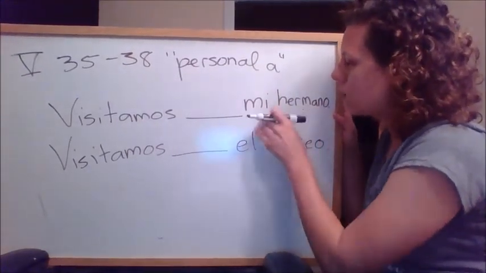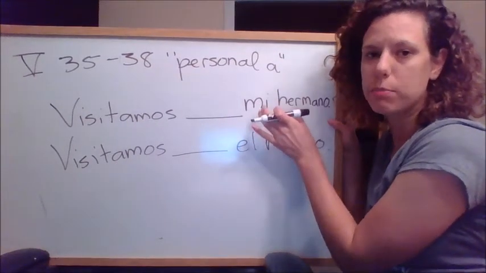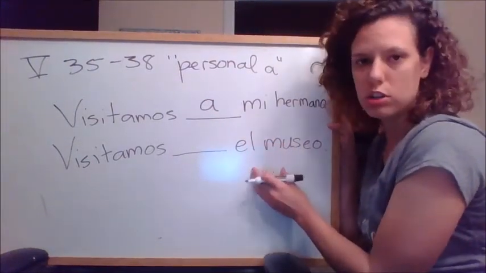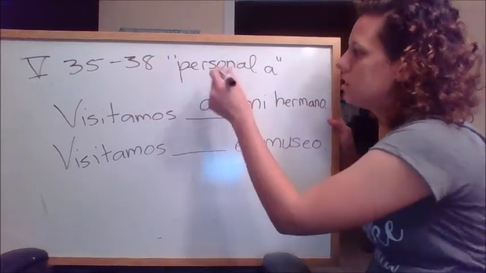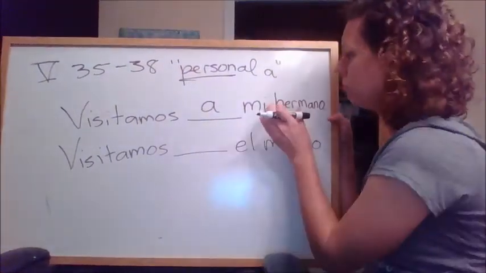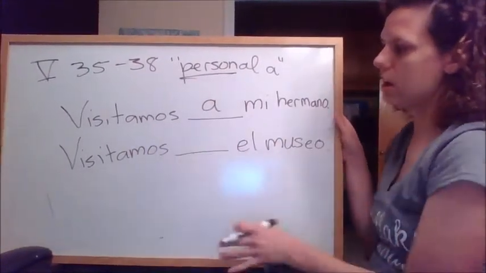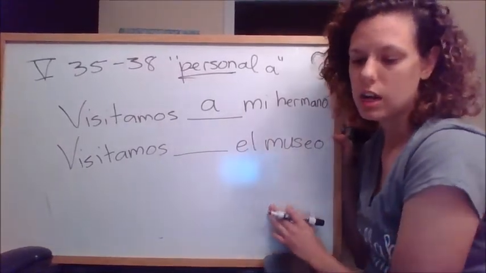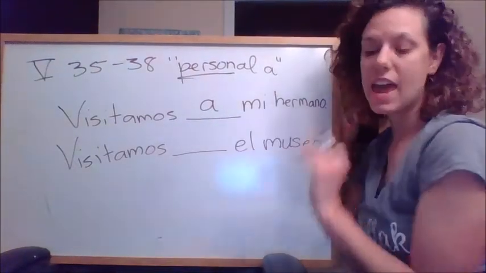When your direct object is a person, you have to have a personal a. Okay? If it's not a person, you don't need a personal a. Got it? Makes sense, right? Person. Personal, person. If it's a person, you include an a. So this is kind of what it's going to look like. I'm going to give you a sentence with a blank before the direct object. If the direct object is a person, you include an a.